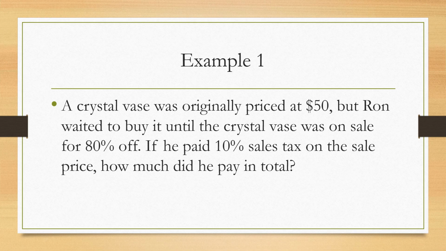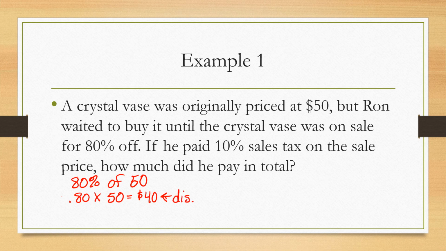Okay, so you have to first calculate your discount because you only pay tax on the sale price, or the amount that you're paying for the item, not what it originally was. So if we're getting 80% off, we're going to do 80% of the original amount, which was $50. So 0.80 multiplied by 50 equals $40. So $40 is your discount.